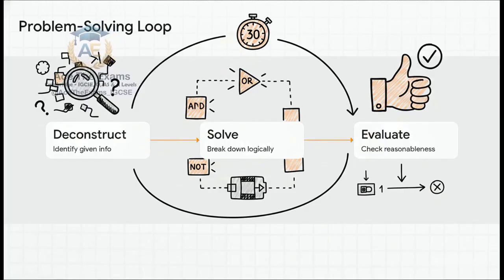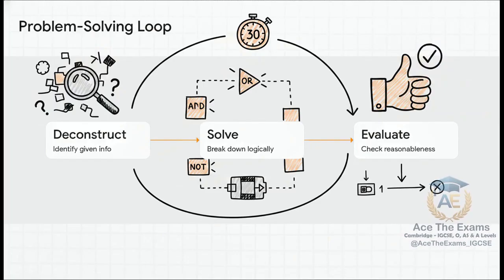Second, solve. You break it into logical steps and literally draw the gates. Third, evaluate. You rigorously check your work for reasonableness. This evaluation step is where you find the flaw before the examiner does.